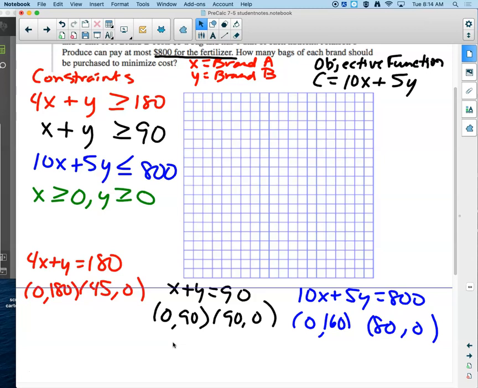Now, I would like to keep the units the same going each way, but it looks like we've got a major difference here. On our y-axis, we have to go to 180, 90, and 160, so definitely going to about 200. And this is 20 by 20. That'll help you figure out here that we should go by tens. And then on the other axis, we only have on the x-axis 45, 90, and 80. So maybe we'll just go to 100 on that one. The more we can stretch it out, the easier it's going to be to see those intersections.